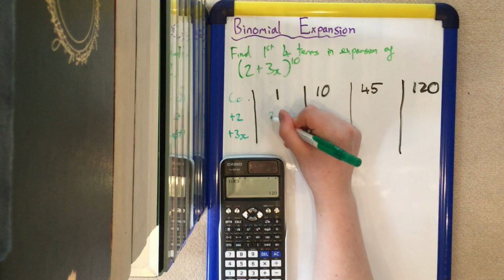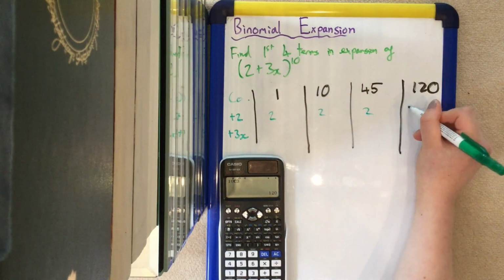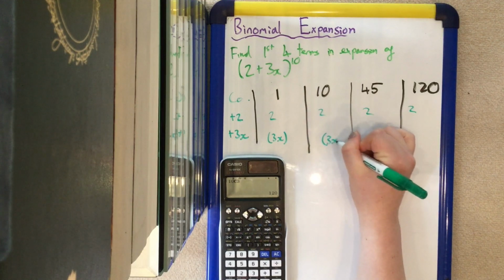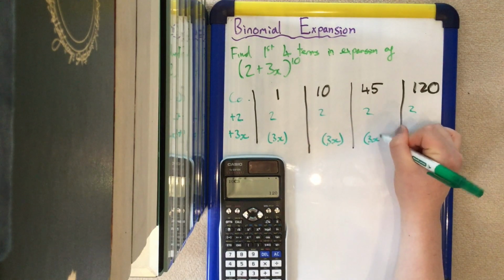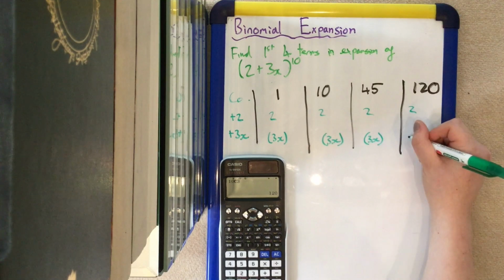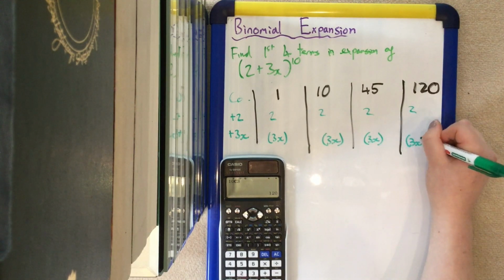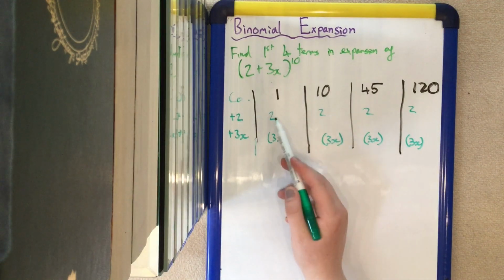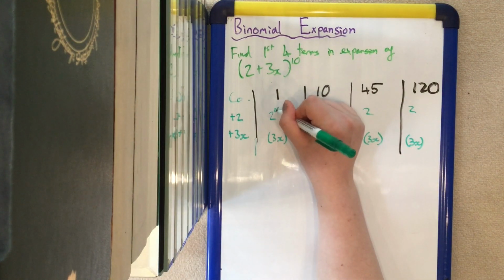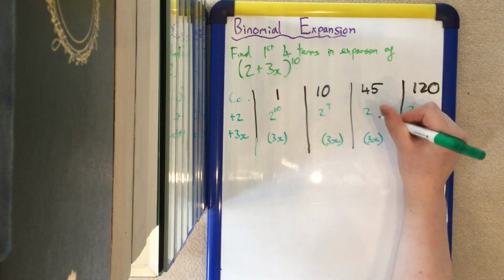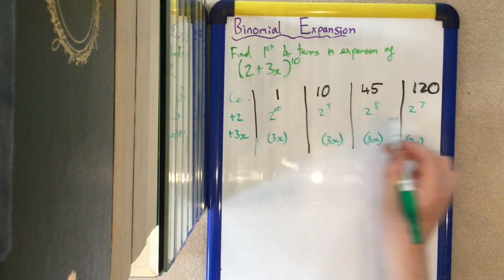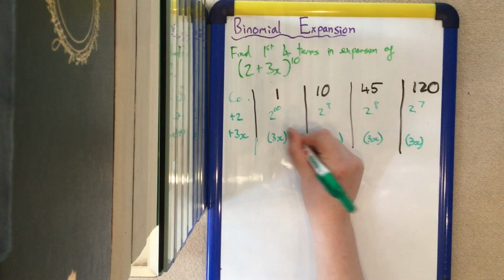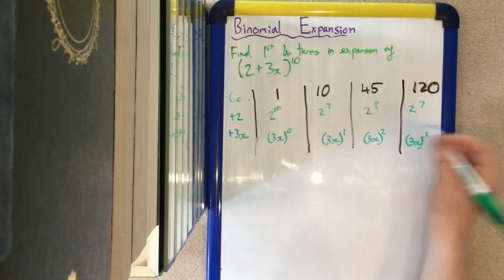The next step is to write a 2 in each of these, and a (3x) in each of these. I'm writing this 3x in brackets because it's a 2-term expression, so if I raise it to a power, I need a reminder that it's not just the x. That's all I need the calculator for. Now, as you go across the 2s, this first one will be 2 to the power 10, then 9, then 8, and then 7, in decreasing order. In the same way, this 3x will be increasing, so 0, 1, 2, and 3.